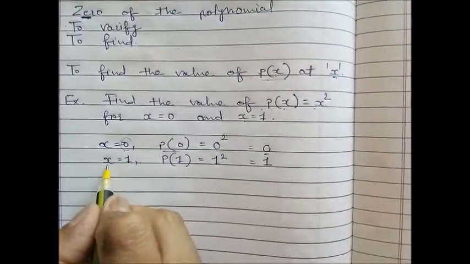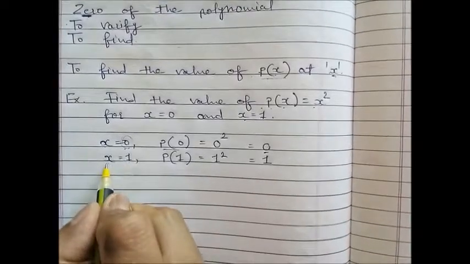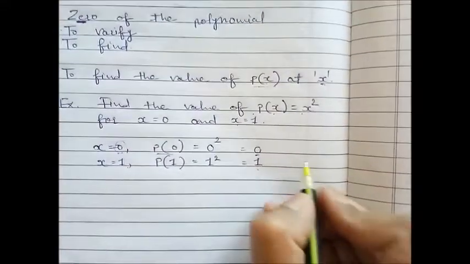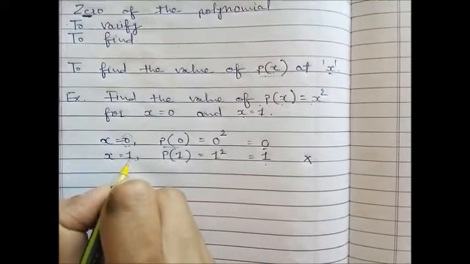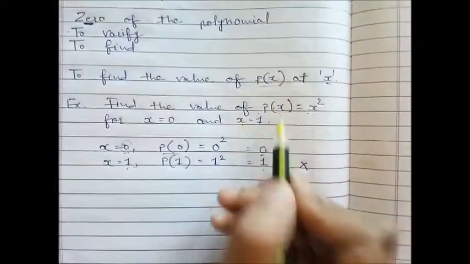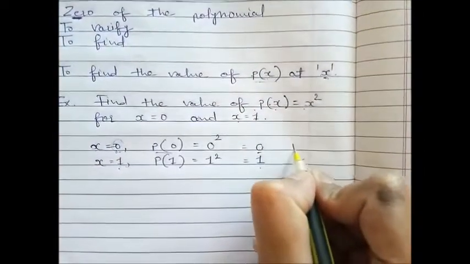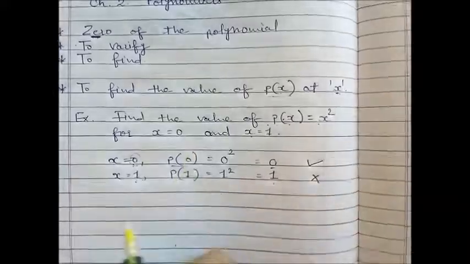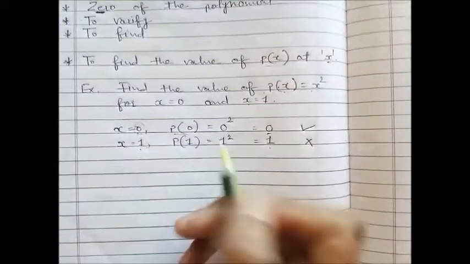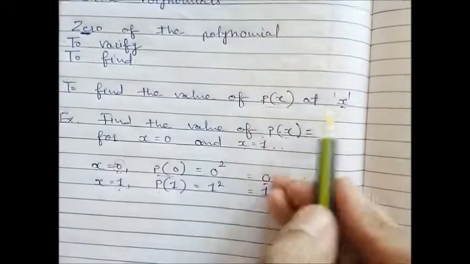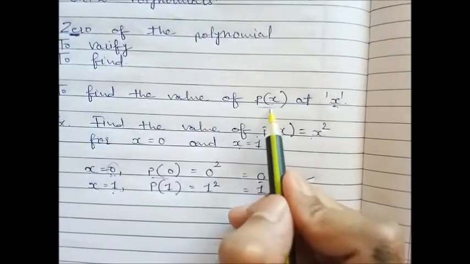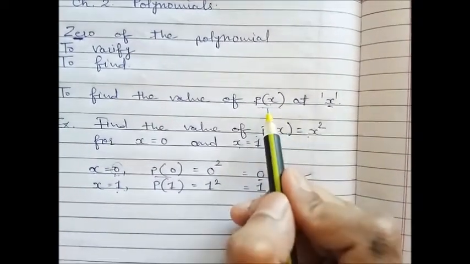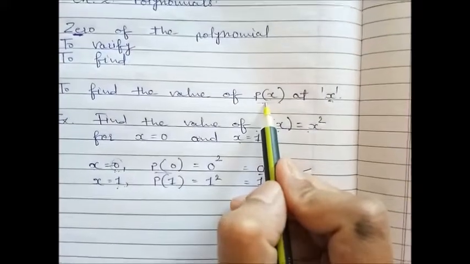Now see the second one, x is equal to 1. For this x is equal to 1, our p of 1 comes 1. That means this 1 is not the zero of p of x, and this 0 is the zero of p of x. We can say that 0 is nothing but the root of the polynomial. I will repeat it again: if for any value of x you are getting the value of the polynomial 0, that means this x is known as the zero of p of x.